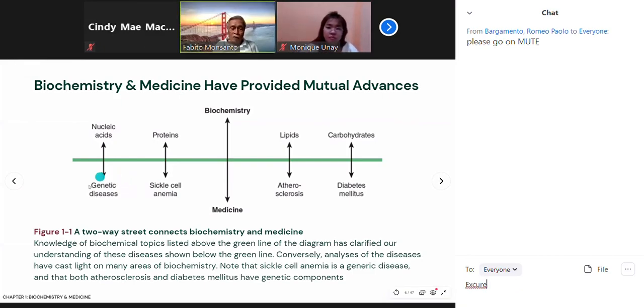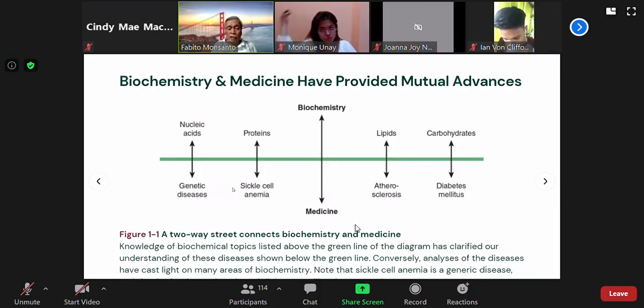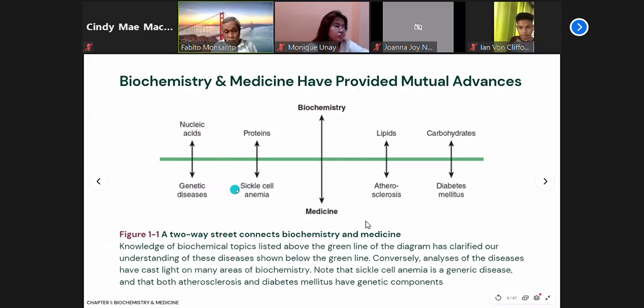And down below are the disorders. No? Genetic diseases, sickle cell anemia. This is because of a problem with the protein here. So that means that the protein or your globin in your hemoglobin is not well synthesized. So there's something wrong with the genetic code in that particular gene.